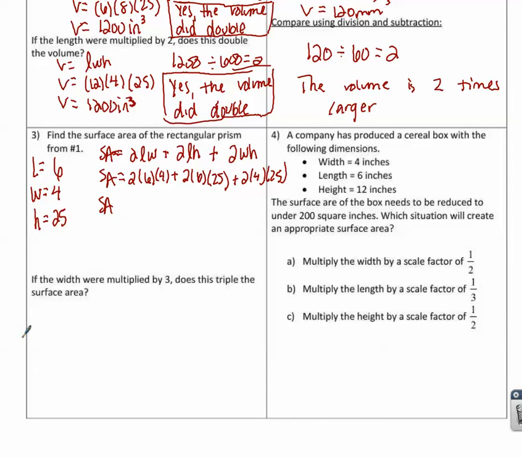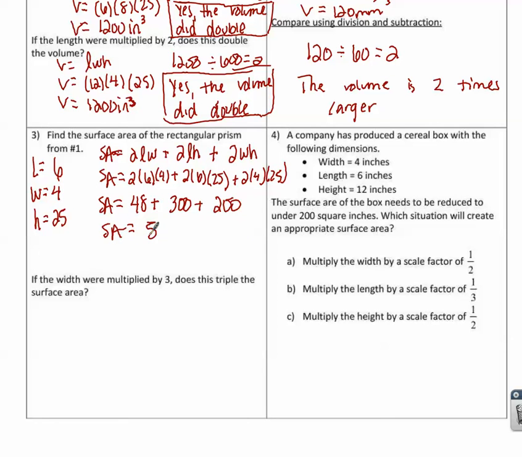Now your order of operations, or GEMDAS, states that you need to multiply everything first. So 2 times 6 times 4 is 48, plus 2 times 6 times 25 is 300, plus 2 times 4 times 25 is 200. Now you add them together. Yes, you need to show all 4 of these steps on all your assessments.